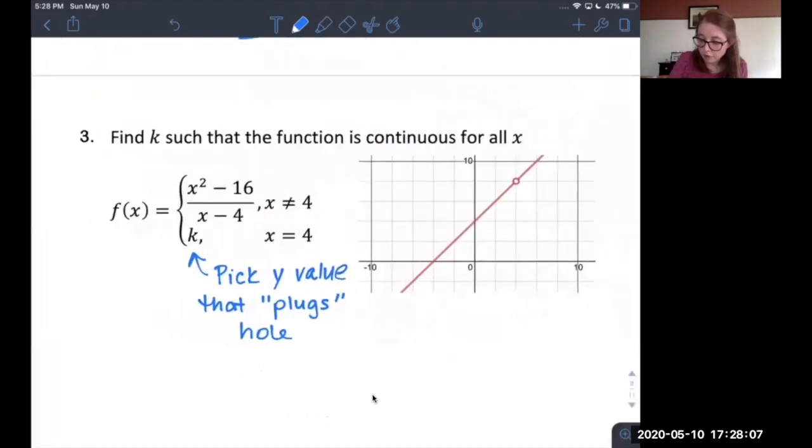So from the graph, which I provided, you can see, if you pay attention to the scale really closely, that the y value should be 8. So we need k equals 8. But you want to be able to do this analytically without necessarily having to look at a graph.